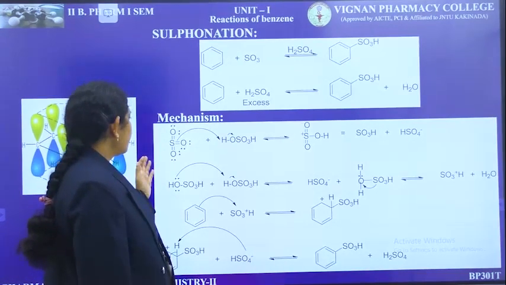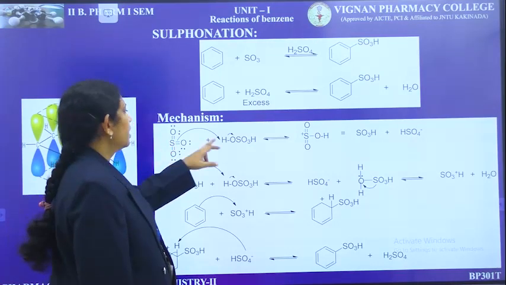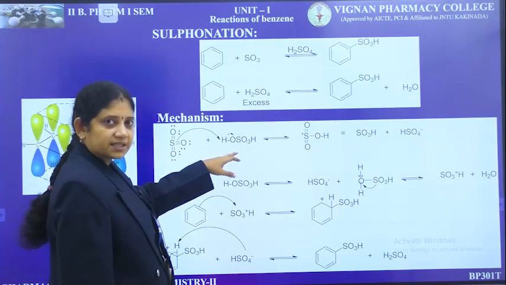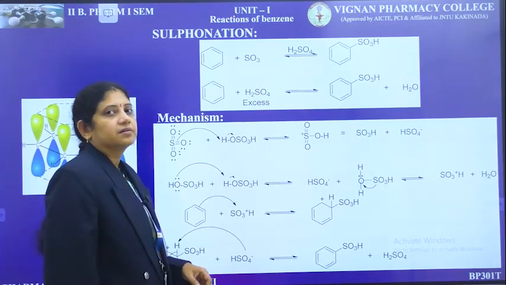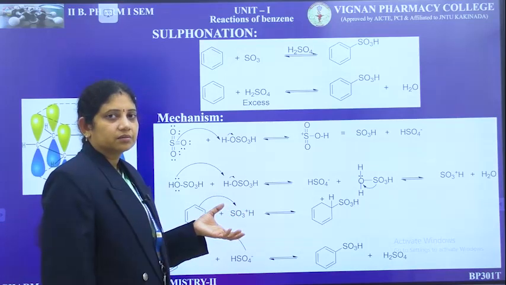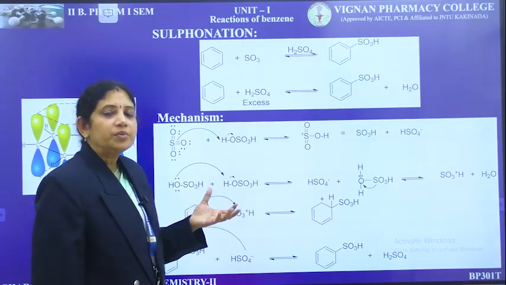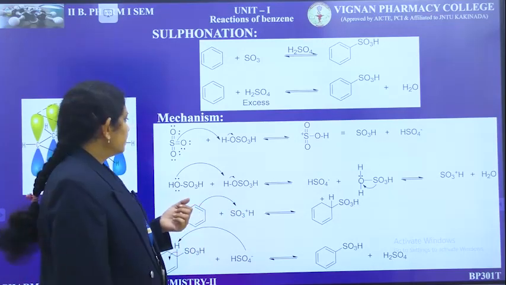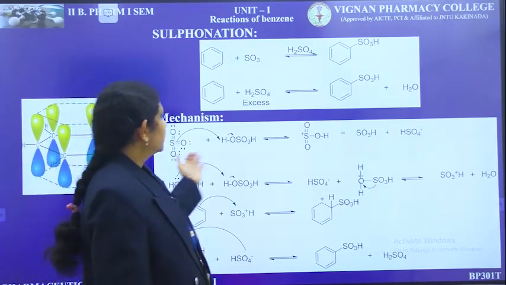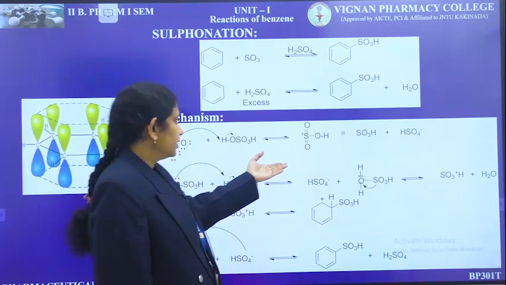So what happens is that any one of these oxygen atoms is going to abstract one of the protons of this sulfuric acid. Why? Because the acid can release its proton upon ionization. So at the time it can be converted into the electrophile.